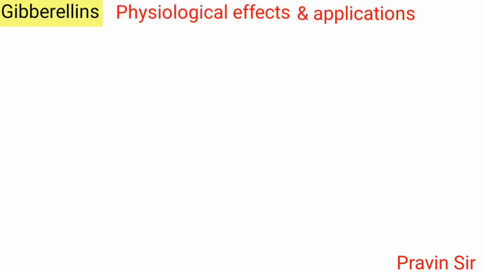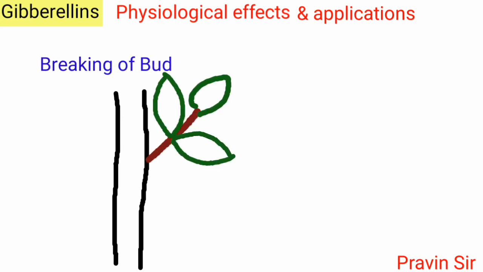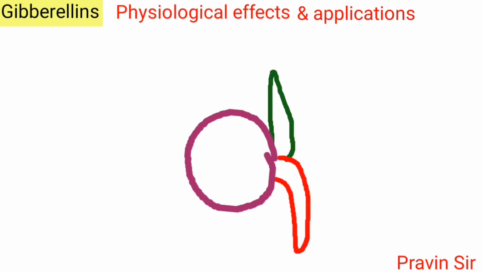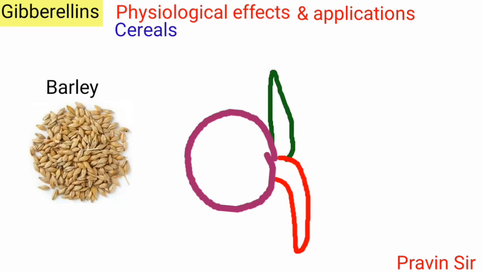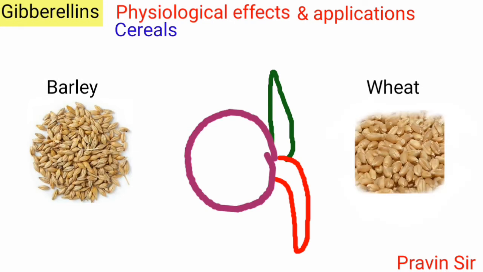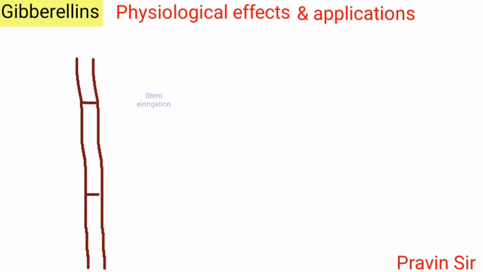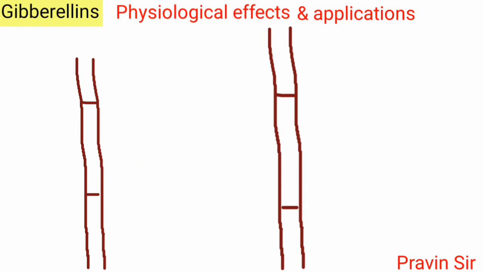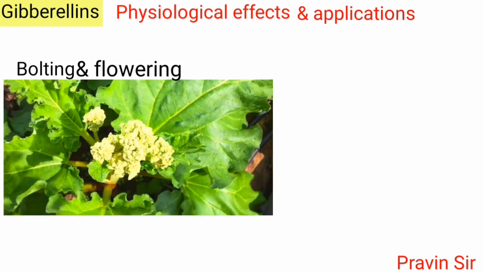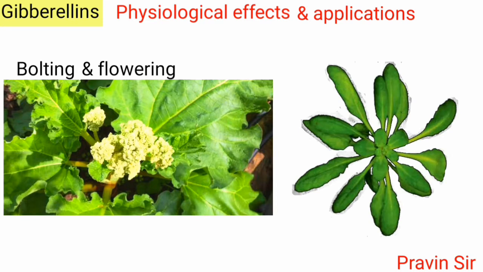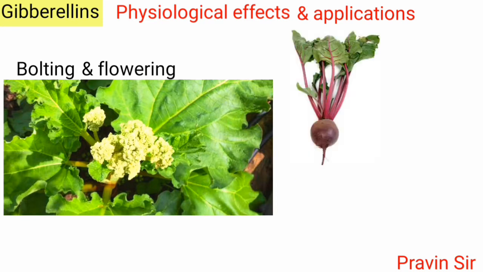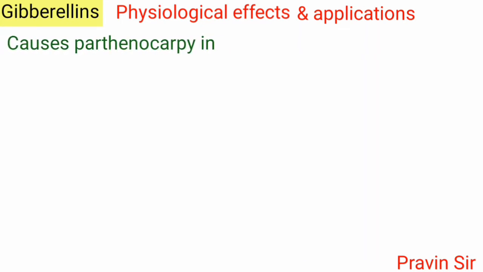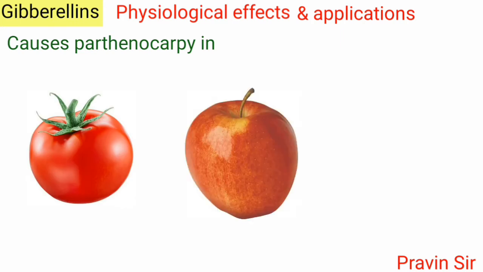Physiological effects and applications: breaking of bud and seed dormancy. Stimulation of seed germination in cereals like barley and wheat by synthesizing hydrolyzing enzymes. Stem elongation due to increase in length of internodes. Promotes bolting and flowering in plants with rosette habit, for example beet and cabbage. It causes parthenocarpy in tomato, apple, and pear.